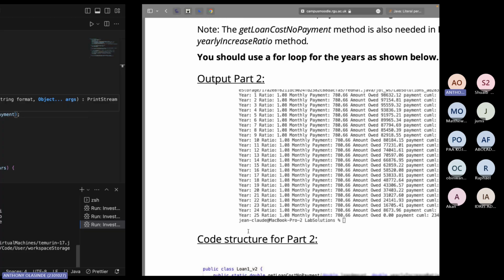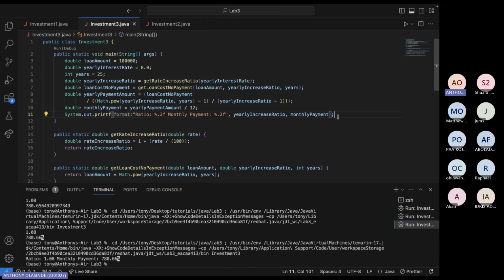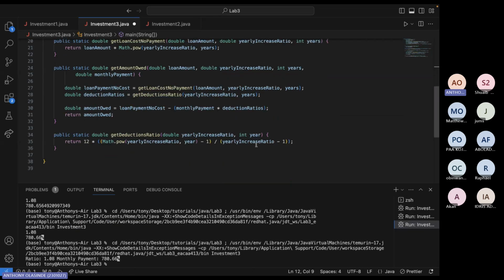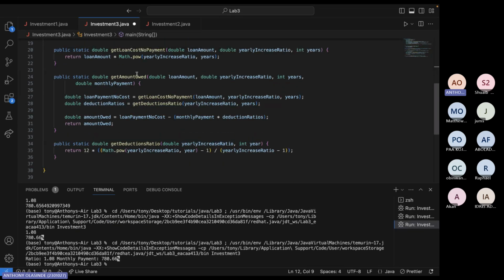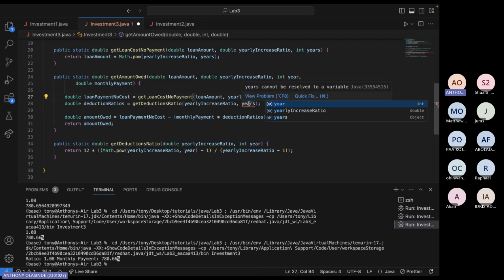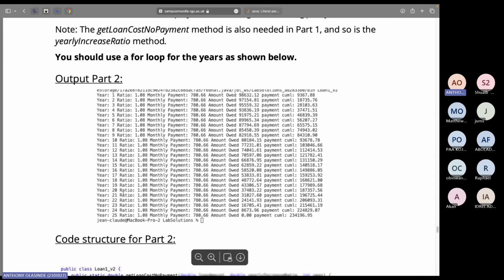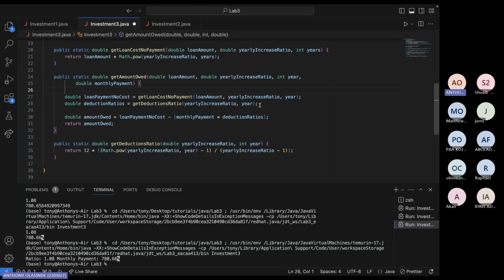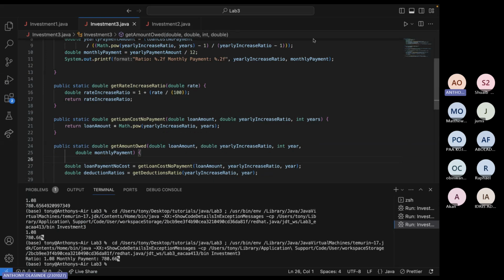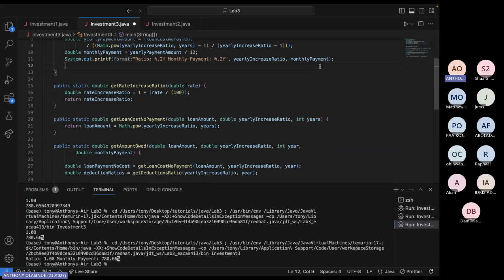So let's see if we could bring that up. I think that is this amount owed. So this years is actually going to be year, not years, because we want it by year. Naming convention doesn't affect anything right now, but I just want the naming convention to be fine. It will be per year because we are calculating for each year, not the whole 25 years. So let's try and System.out that and see what we can come up with.